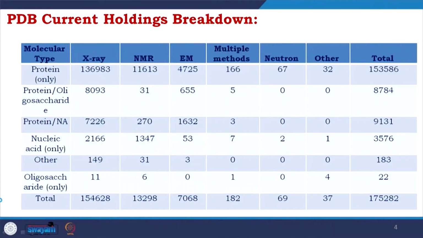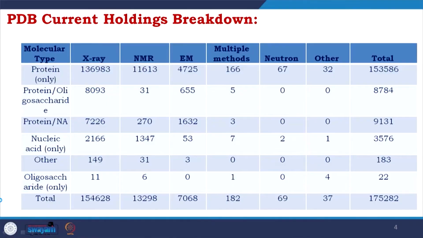Protein oligosaccharide, 8093 for X-ray, 31 for NMR, EM 655, a significant change. Protein nucleic acid, 7226 in X-ray, 217 NMR, and a very significant number, 1632, in electron microscopy. In this field, protein nucleic acid, because these are talking about big complexes, ribosome is one of them, I am sure electron microscopy is going to surpass. Anyway, we have already talked about that. 1,75,282 entries are there.